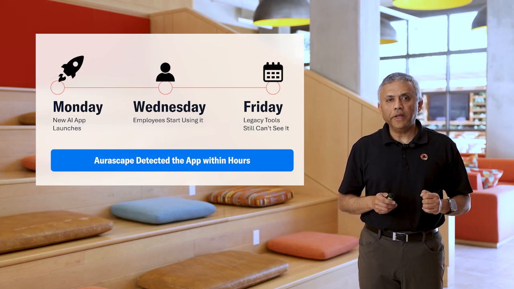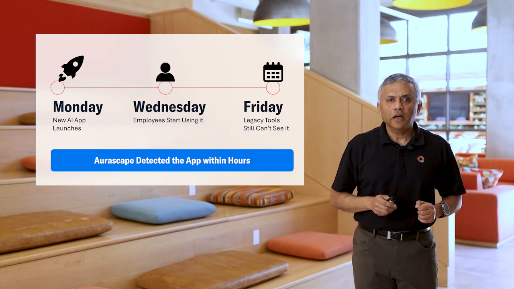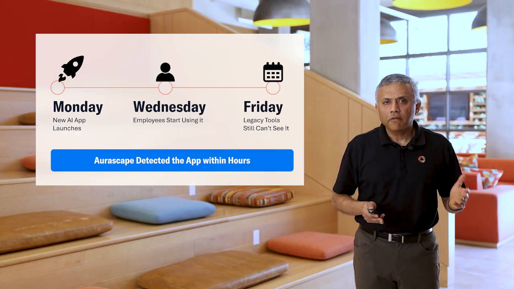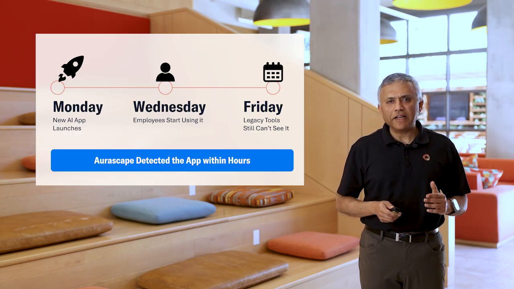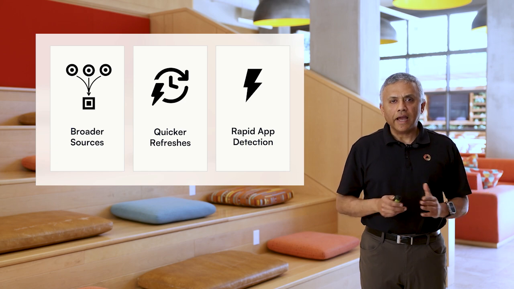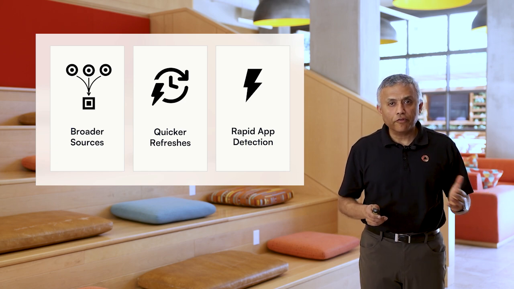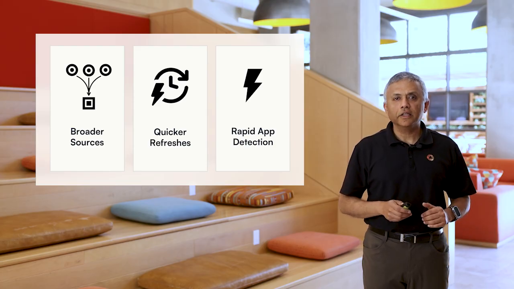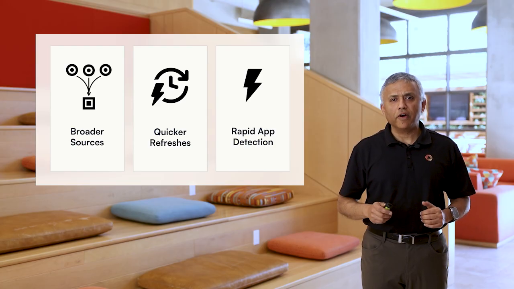Now let's talk about speed, because in this market, a discovery that's a week old might as well be a month old. We have made our Agentic discovery engine faster and fresher. It now pulls from a broader set of sources and refreshes risk attributes more frequently, so your view of the app landscape keeps pace with how quickly it's evolving. New apps, new capabilities, new risk profiles, we're catching them faster than ever.